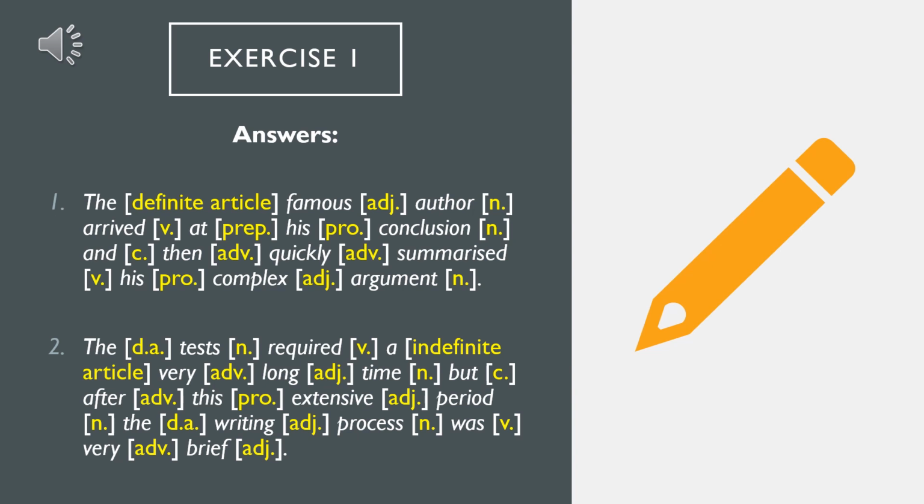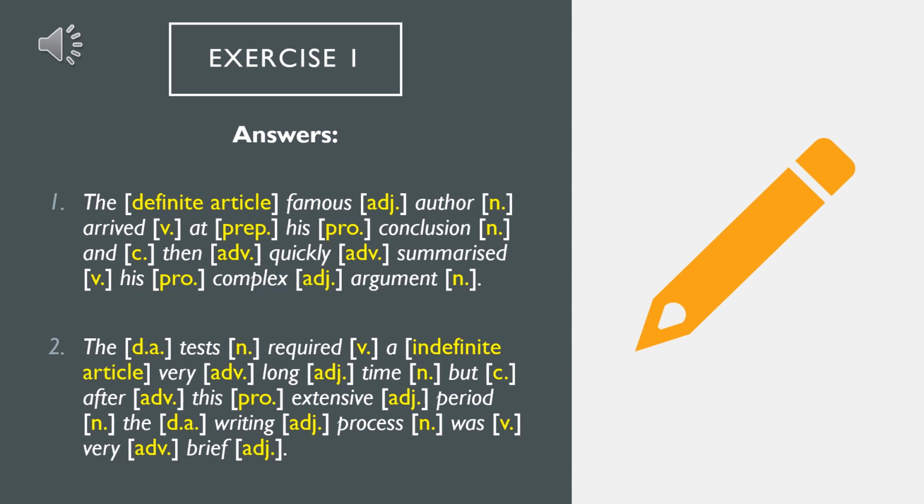Conclusion is another noun because it's a thing. And is a conjunction. Then is an adverb because it describes the time of his arrival at the conclusion. In this way, it's describing the verb arrive. Likewise, quickly is an adverb because it's describing the verb summarized. Remember, adverbs often describe verbs and they denote manner, time, place, or degree.